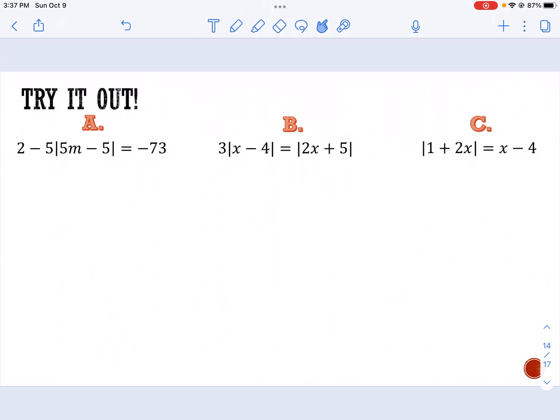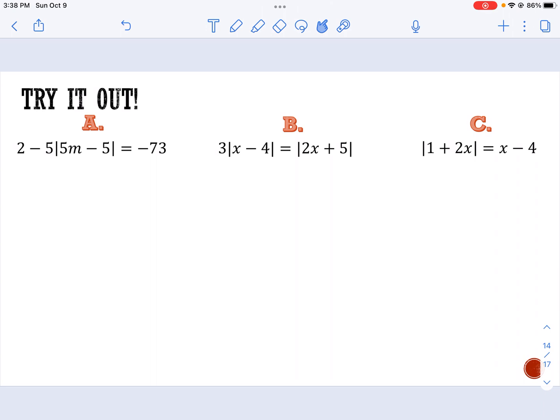So what you're going to do right now is try out these 3 examples, remembering to isolate the absolute value first. When you're done with all three, you're going to switch over to a pen, unpause the video, and check your answers. So go ahead when you're ready, pause the video, try out example A, B, and C, and then when you're ready, unpause the video and look at the solutions.